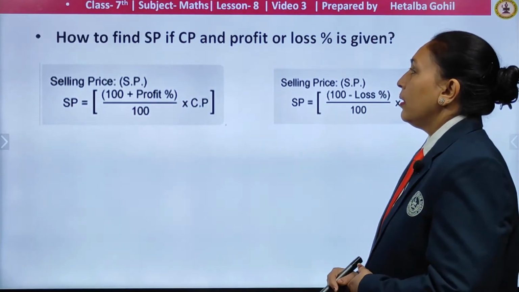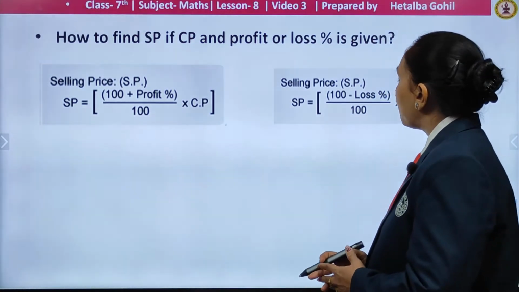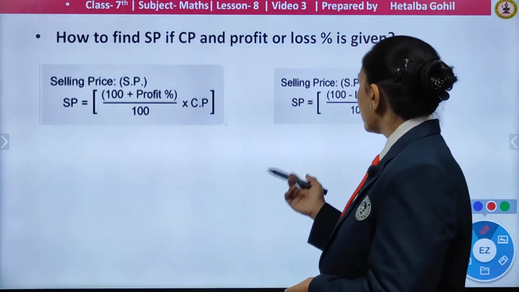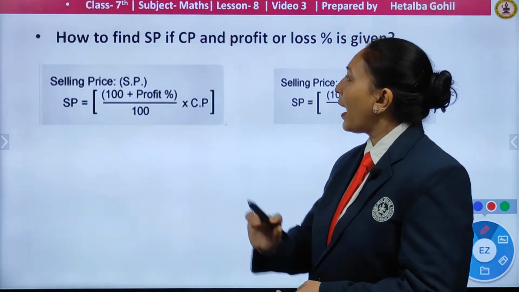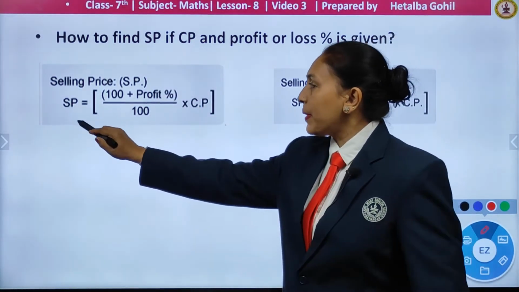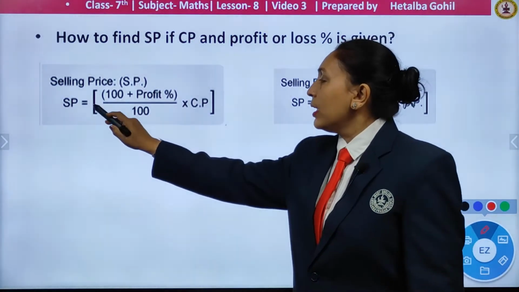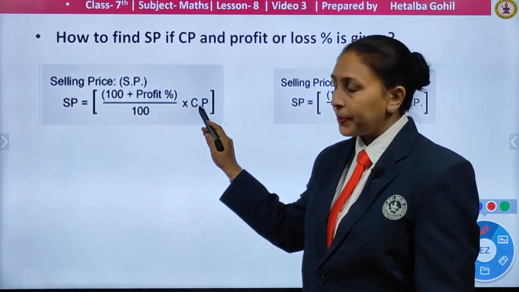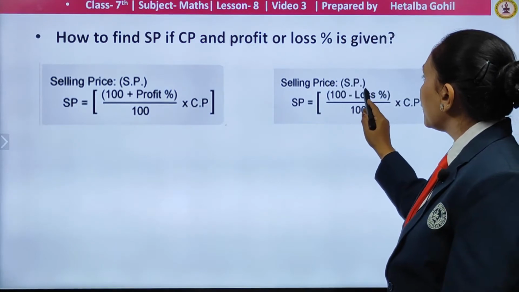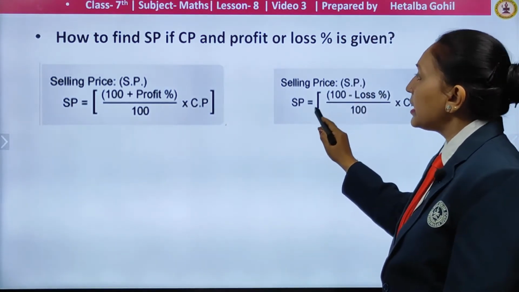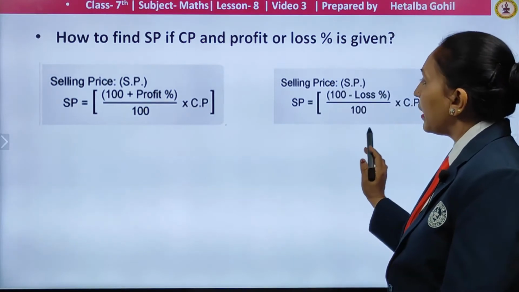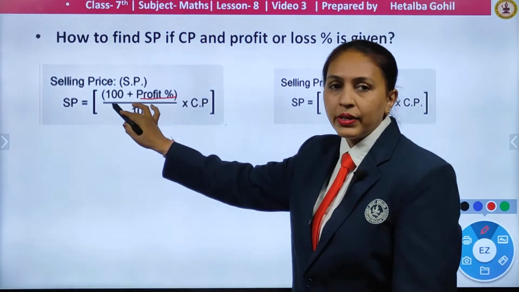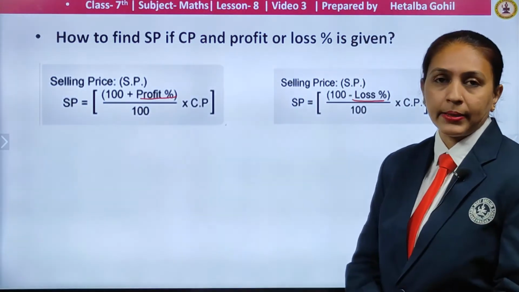Now, how to find SP if CP and profit or loss percent are given? Many times you will be given, children, the profit percent or loss percent, and from there you will have to find SP. This is the basic formula to be applied. Selling price is equal to 100 plus profit percentage upon 100 into CP. And selling price is equal to 100 minus loss percent, if it is loss percent, upon 100 into CP. In the formula everything remains the same, only this part differs. If it is profit, we add, and if it is loss, we subtract.